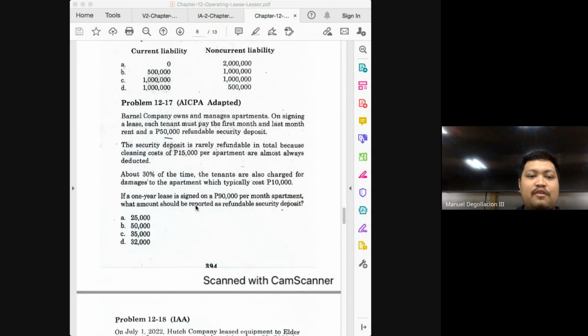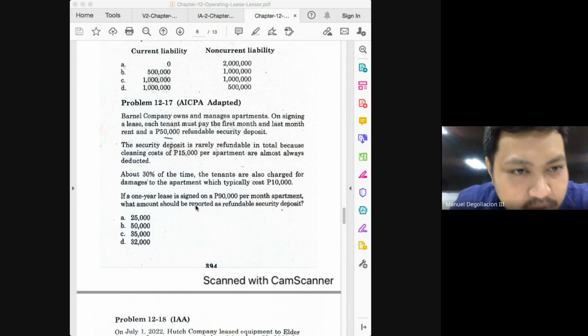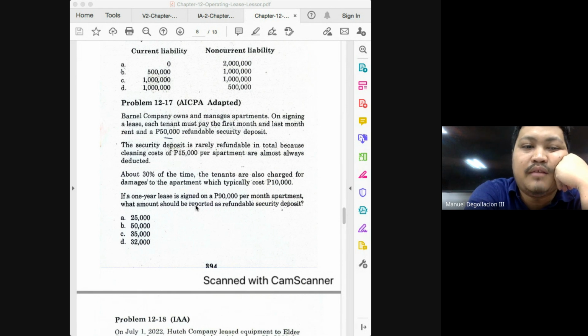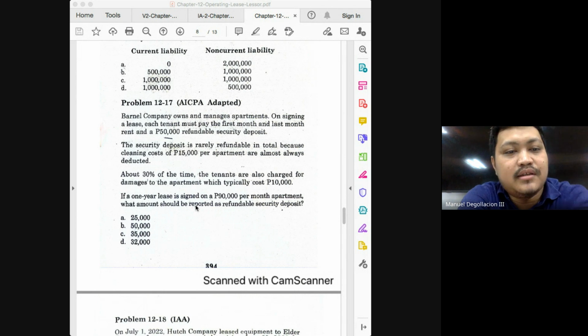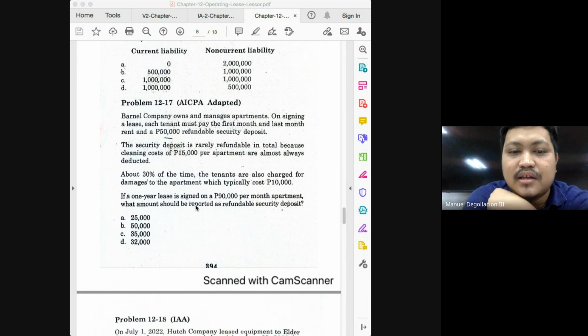Next, if a 1-year lease is signed on a 90,000 per month apartment, what amount should be reported as refundable security deposit? The company owns and manages apartments. On signing a lease, each tenant must pay the first month and last month rent and a 50,000 refundable deposit. The security deposit is rarely refundable in total because cleaning costs of 15,000 per apartment are almost always deducted. About 30% of the time, the tenants are also charged for damages to the apartment, which typically cost 10,000.